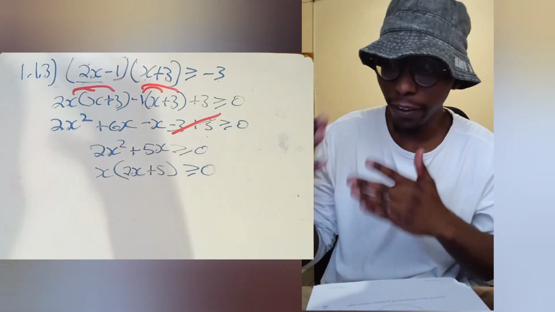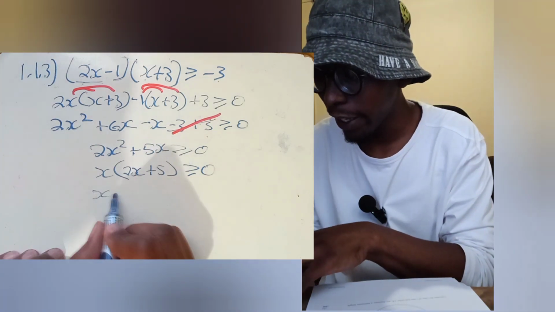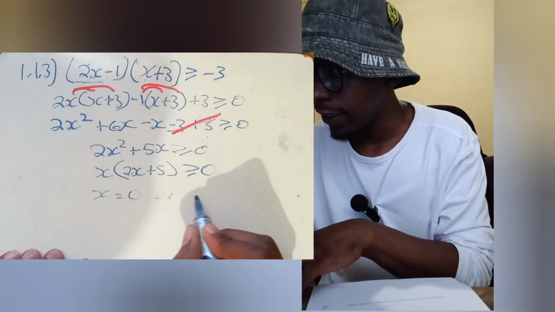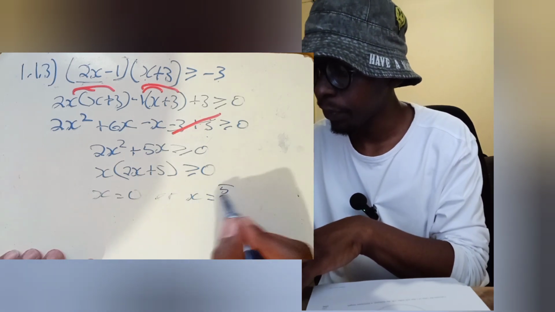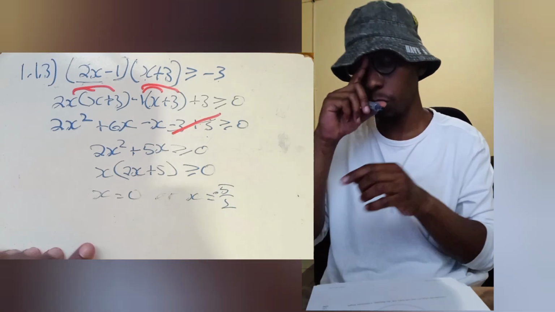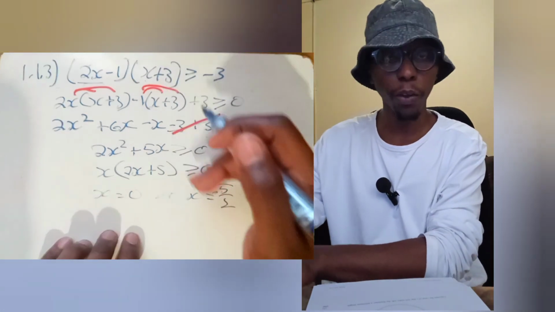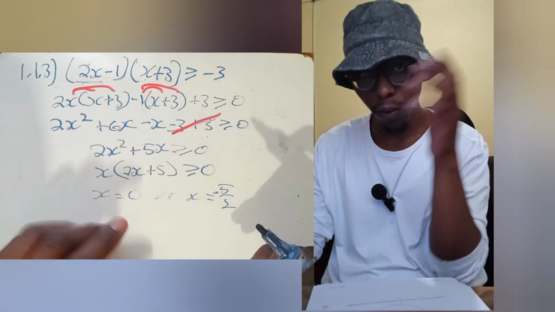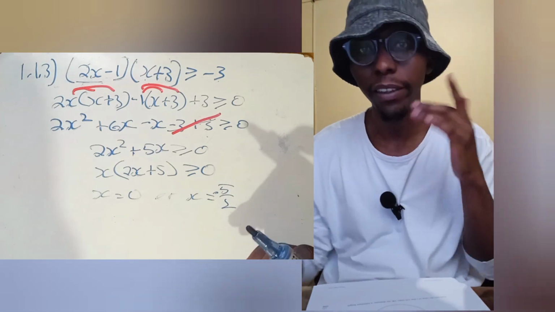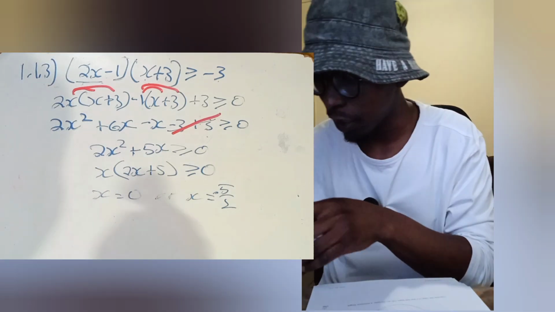Because you treat this as a quadratic equation. You just solve for x. You simply say x is 0 or x is 5 over 2, negative 5 over 2. And you would be wrong. Obviously, from here to here, you'd be correct. But really, you won't get full marks because you're not solving for x. You're solving for inequalities. So what must you do when you get to this point?